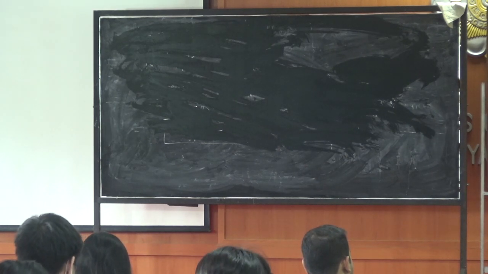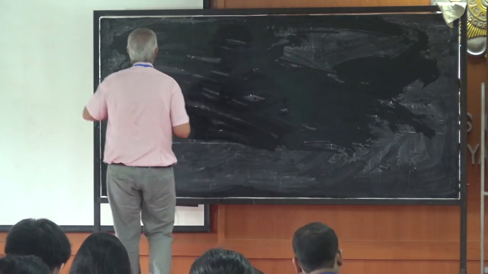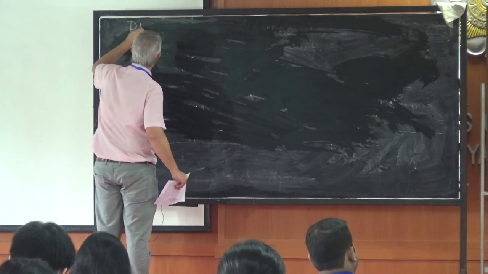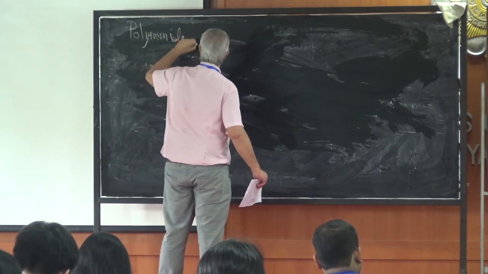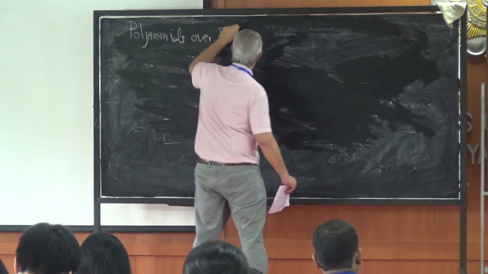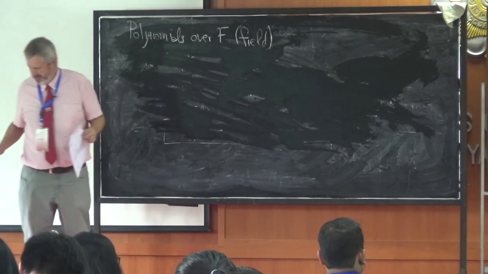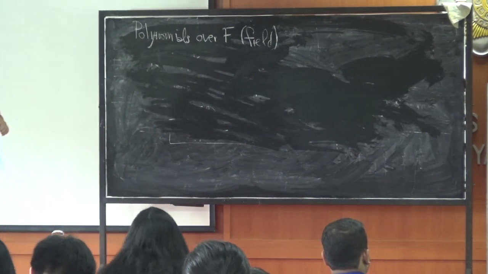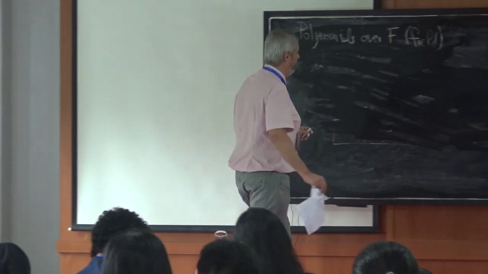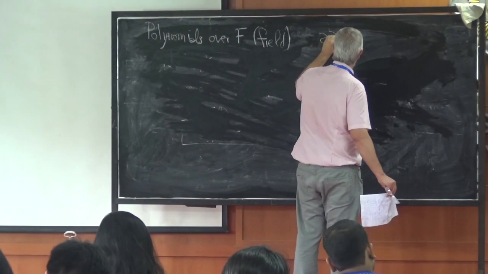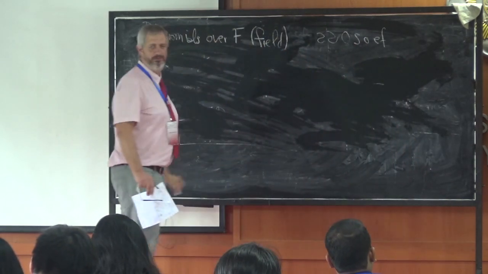So, the next thing I would like to mention is the notion of polynomials over F. So F is always taken for field. Okay. So a polynomial, if you want to be precise, is an almost always 0 sequence of elements of F. So this is a polynomial.